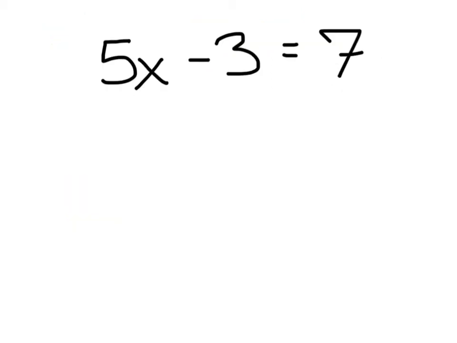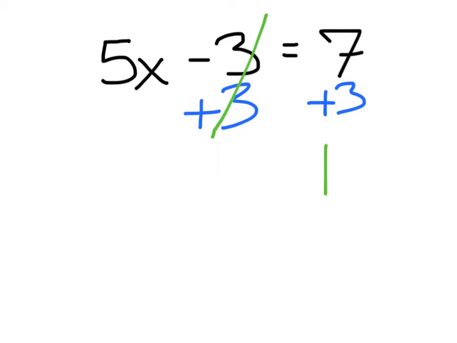So the first thing that we're going to need to do when we have two operations is first add or subtract. So we're always going to be adding or subtracting first. In this case, we're going to be adding because adding is the opposite of subtraction. And we know that if we do it to one side, we've got to do it to the other. And 7 plus 3 is 10. So the 3's, of course, cancel out. And now we're left with 5x equals 10.